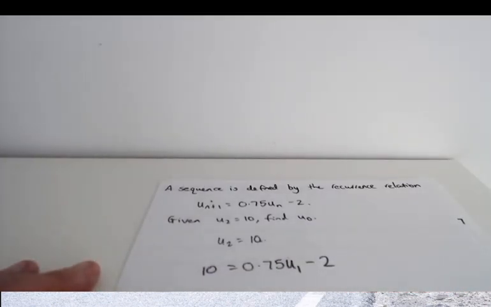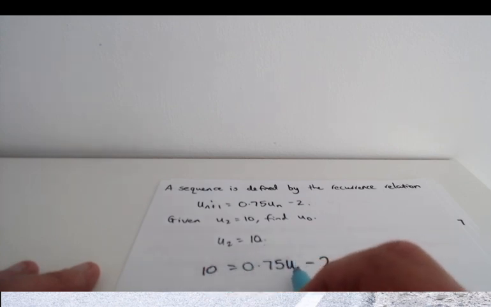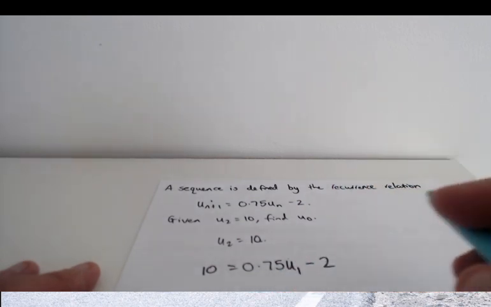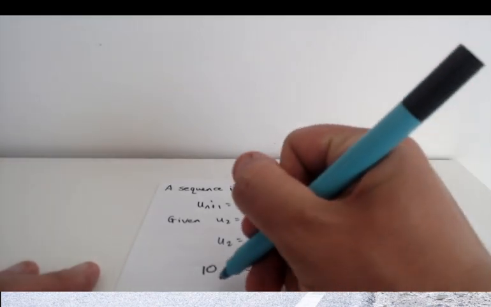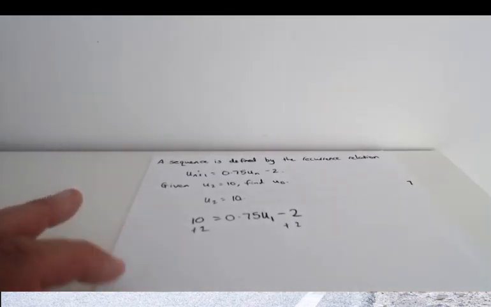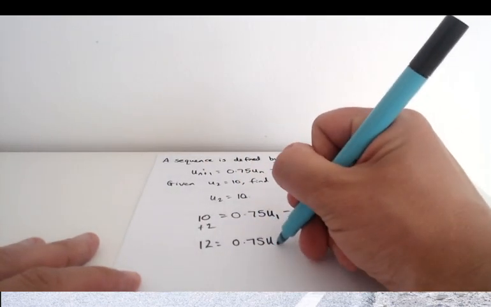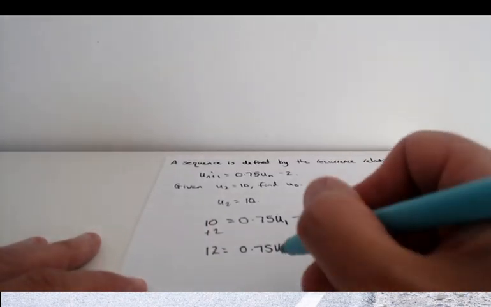Okay, have a wee think about what I did there. Usually we would use the answer for u1 to get u2, but this time we're going backwards. We know the answer for u2, so we're using that in here to find out the answer for u1. I've got a little equation here that I need to solve. I need to get u1 by itself. So I'm going to add 2 to both sides. So 12 will equal 0.75 times u1.